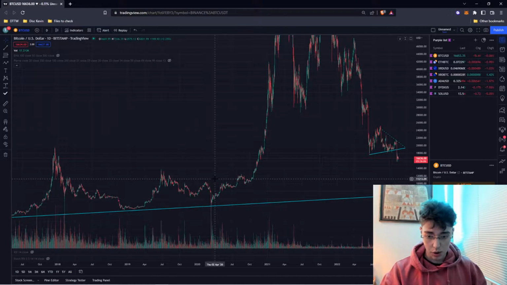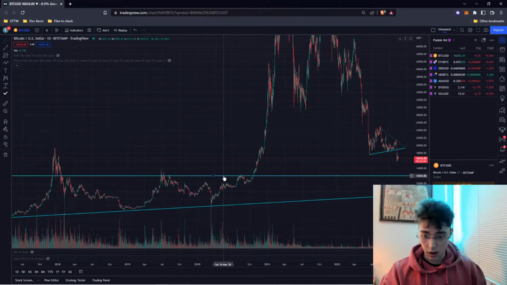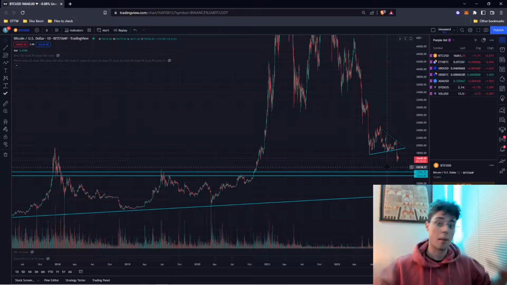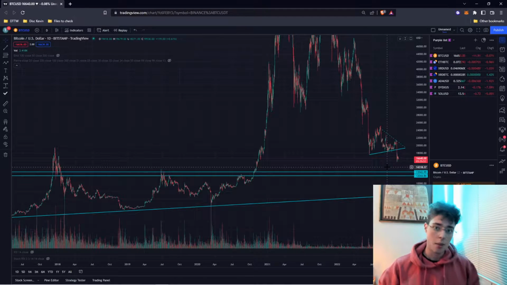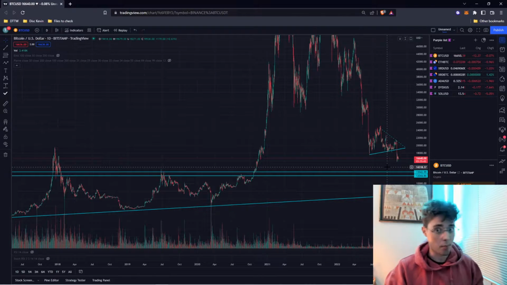So what I want to show you is that there is an important support here at around 12,000, followed by another important support at around 13,000. This is our next major support area, but that also means that if we lose 16,000, we will get pulled towards that like a magnet.